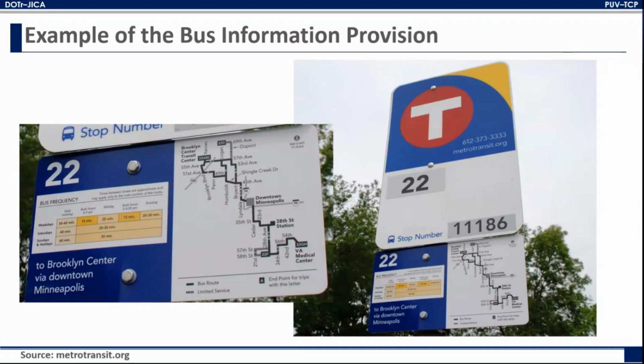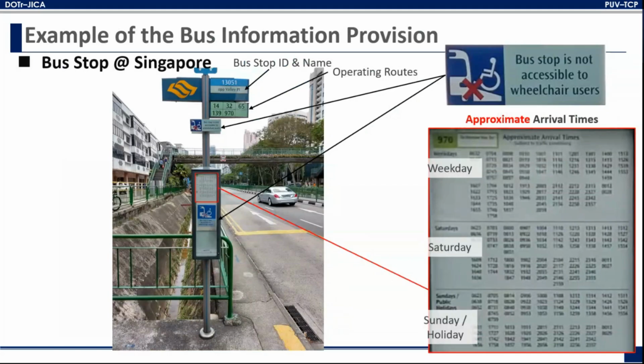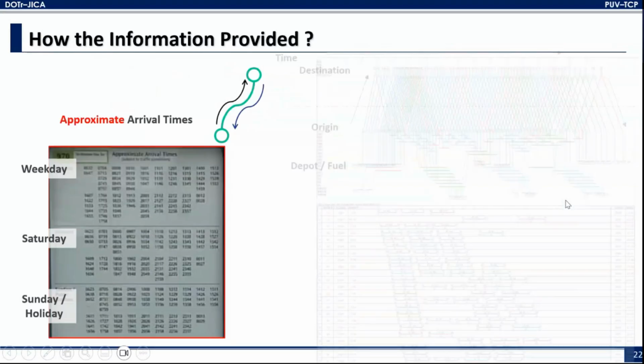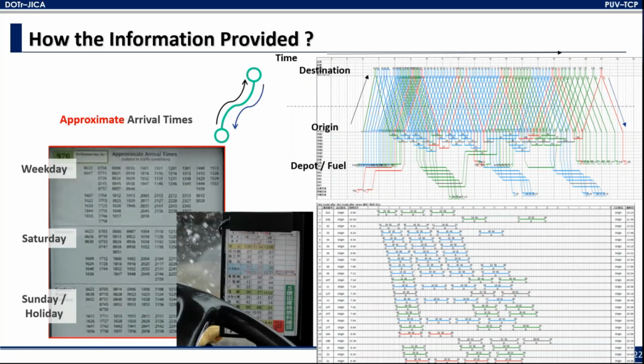And of course, bus stops propose very strict approximate arrival times. However, in some cities, such as in the United States, very rough bus frequency information is proposed. Now, however, even if such rough information is displayed, on the operator side they prepare very strict and specific diagrams.